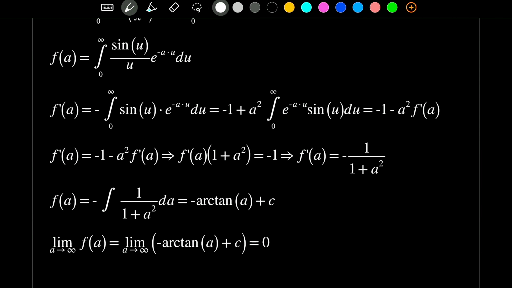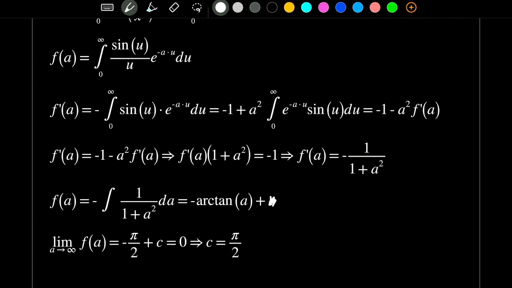Now next up, we've got this arctan function. And as a goes to infinity, we're actually going to get arctan equals pi over 2, so the entire function here equals minus pi over 2 plus c. So take a look at if you understand why arctan of infinity is pi over 2, and let's get this in. So we've got that minus pi over 2 plus c is equal to 0. Now this obviously means that c is equal to pi over 2.